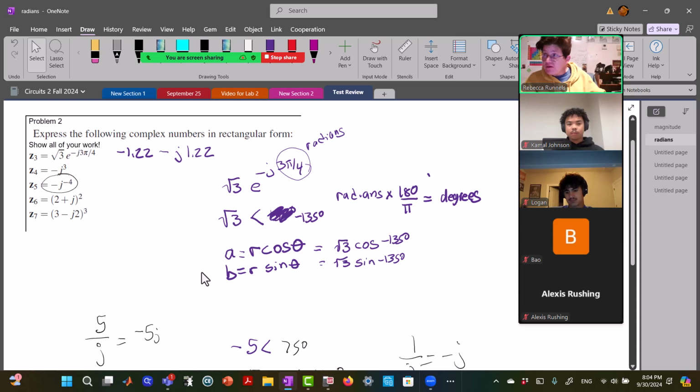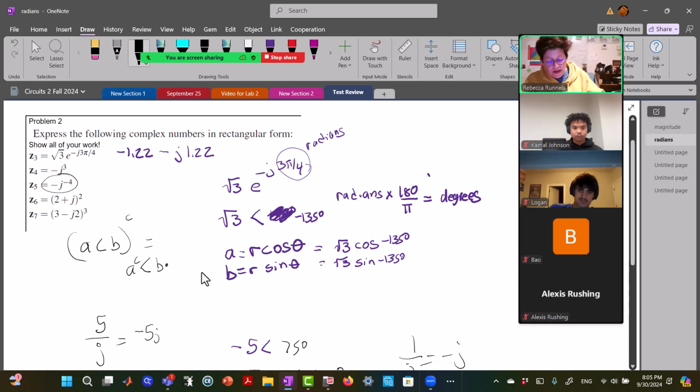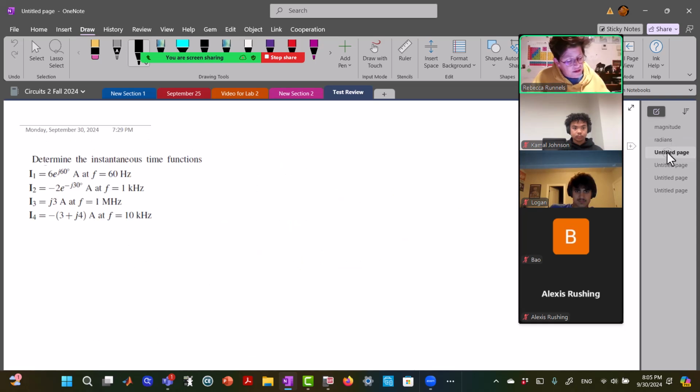And then I think I'm going to move on to some other problems. If you wanted to do something like this one, probably best to put it in polar first and then raise it to a power. So if I have A angle B raised to some power C, that is the same as A raised to the C angle B times C. Okay, so I'll move on now to determine the instantaneous time functions.